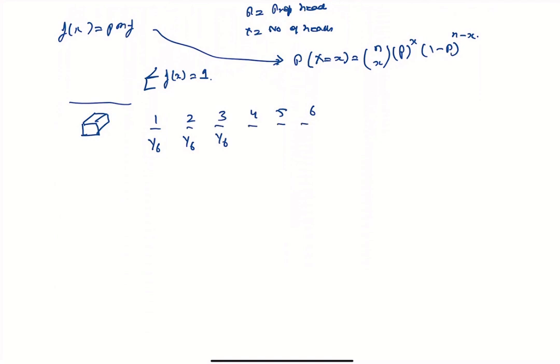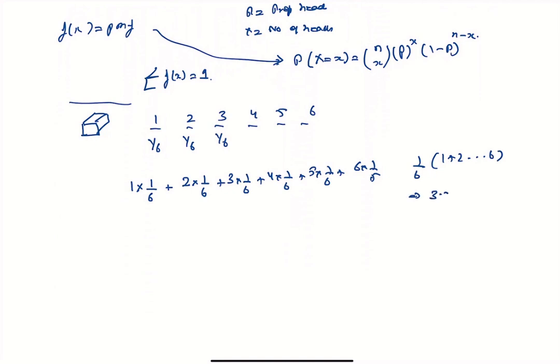Each value is weighted by the probability that x assumes it. So the value of x is 1, and the probability that x assumes that value is 1 by 6, plus the next value of x is 2, and the probability is 1 by 6, plus 3 times 1 by 6, plus 4 times 1 by 6, plus 5 times 1 by 6, plus 6 times 1 by 6, or we can take 1 by 6 out and it becomes (1 plus 2 plus 3 plus 4 plus 5 plus 6) by 6. This comes out to be 3.5.